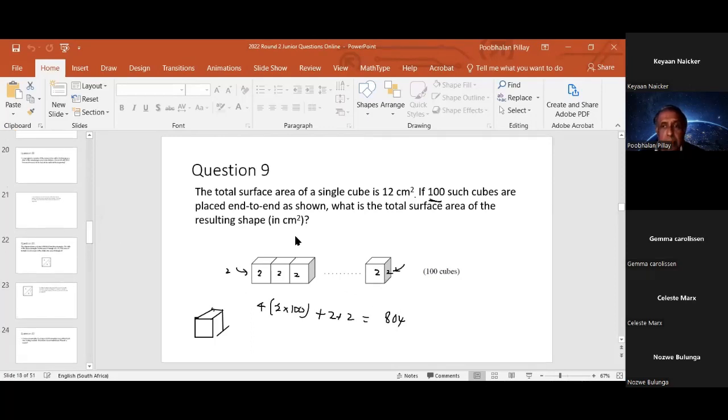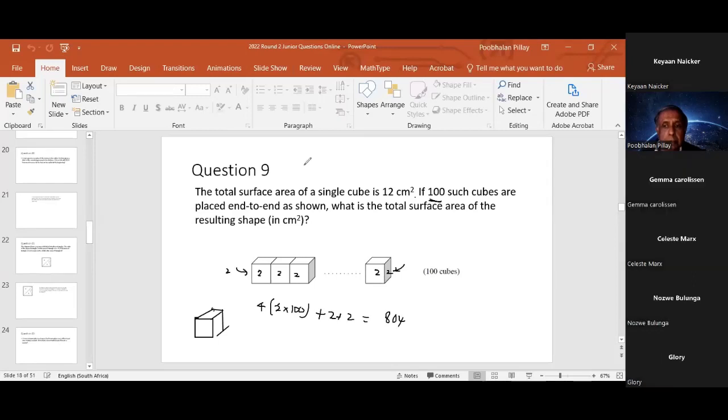The answer is 804 square centimeters. Area is always square centimeters. So that's the answer. Okay, so the next problem is question 10.